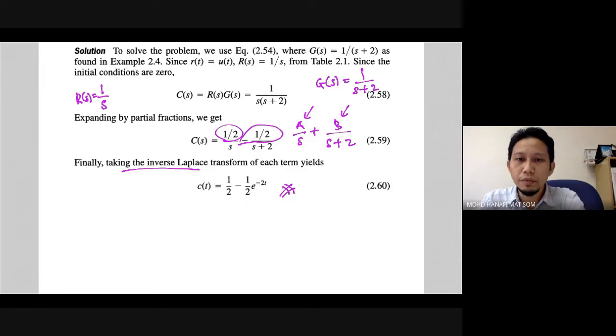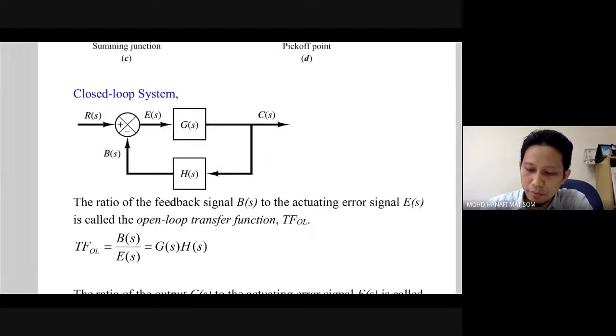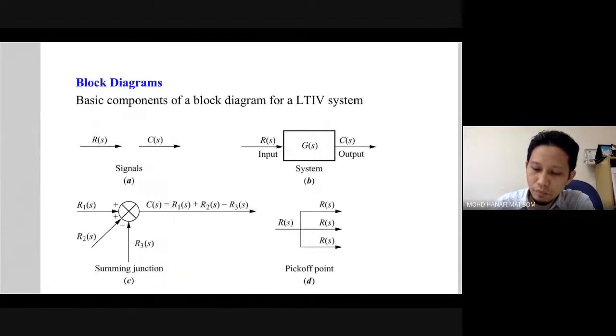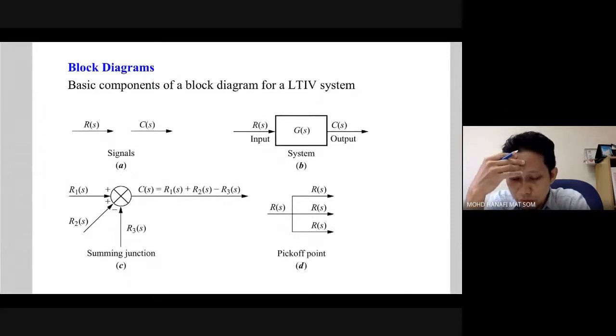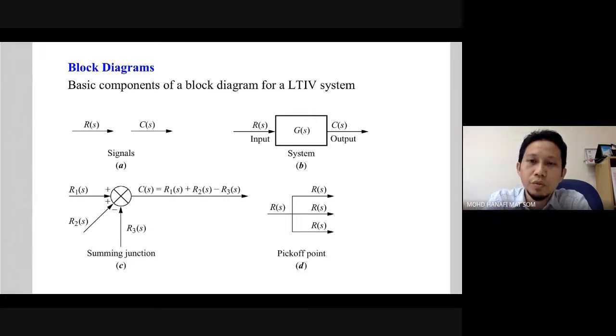Any questions so far? Okay, I assume everybody is okay. Now, I have covered the basics of the transfer function. Just remember the transfer function is a ratio between the output and the input. C(s) over R(s) equals G(s). They call G(s) the transfer function.